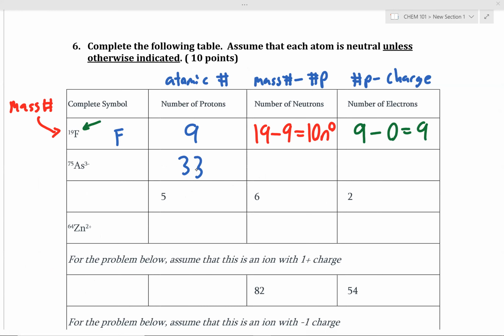Again, do we know the mass number for this species? Yes, so we're going to take 75 minus 33. My apologies, but my calculator is not visible in the document cam today, but if you punch that into your calculator, you should end up with 42 neutrons. Did everyone get that? Okay.